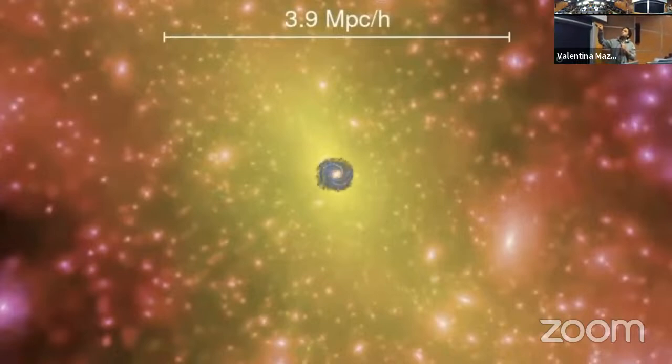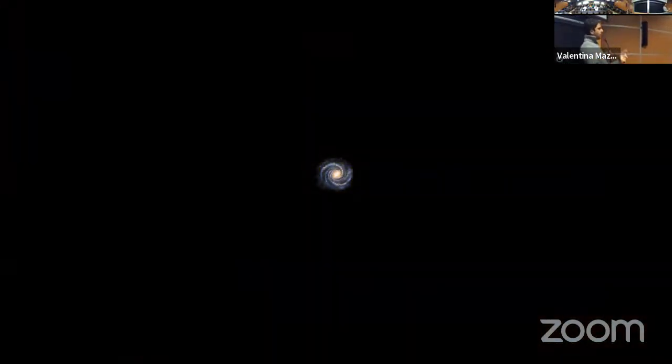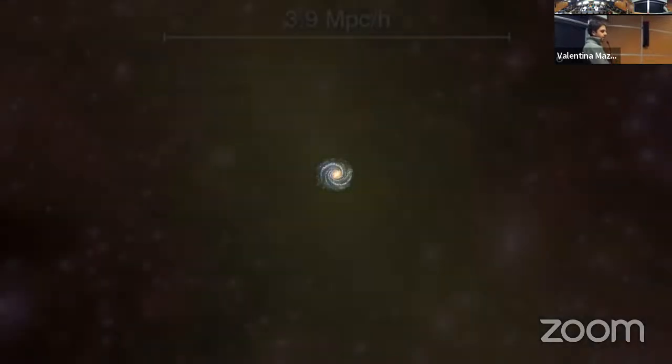So there's a tiny galaxy. What we see is actually a tiny bit, and it's surrounded by a massive dark matter halo around it. And the dark matter is invisible, right? We don't see that, so we can just turn it off. And that's what we see.